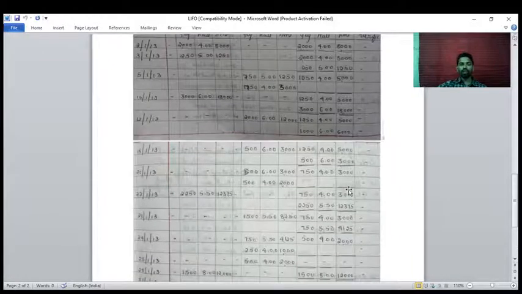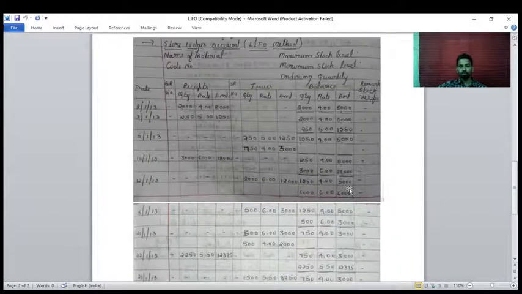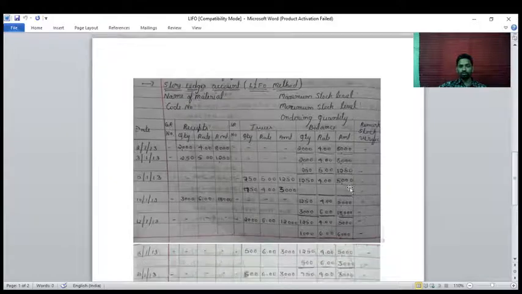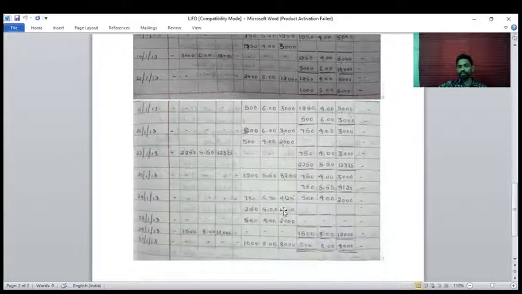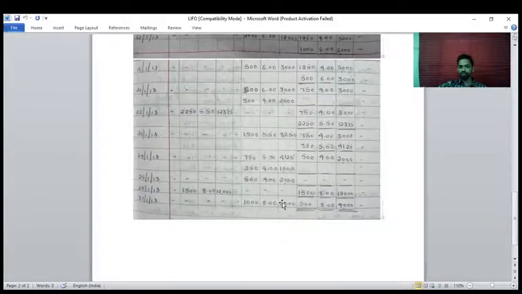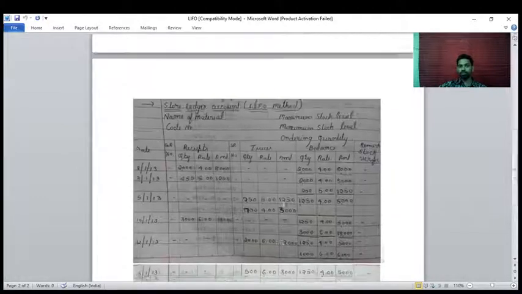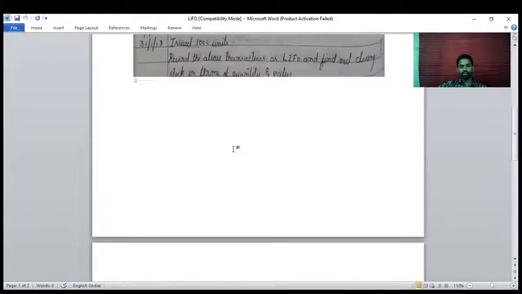Okay, so like this we have to solve the problems on the LIFO method. In the FIFO method, whatever the first stock is there, the first stock we have to issue first. In this LIFO method, whatever the last lot is there, from the last lot we have to issue first. So this is the difference between LIFO and FIFO. Okay, it's very easy and it will come for 5 marks or 10 marks short answers. It's very important.